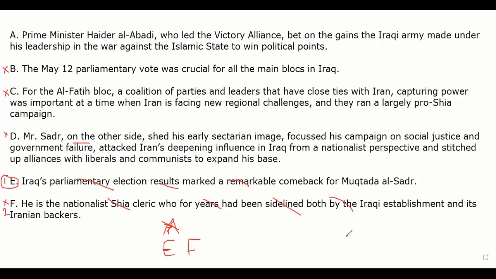Okay, sir. So that's why I'm saying, if we are talking about Muqtada al-Sadr, then we have to talk about him more. Either it can be F, he is the nationalist Shia cleric, or it can be D, Mr. Sadr, who on the other side. But why are we not using D? Because it says on the other side. First we have to say who Muqtada al-Sadr is. That's why we use F. He is the nationalist Shia, okay? Now, what is after E and F?